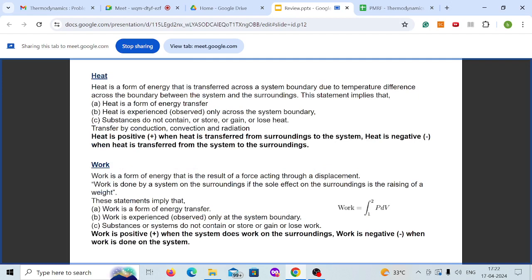The two major energies involved in the study are heat and work. Heat, we know, is a form of energy that is transferred across the system boundary due to a temperature difference between the system and the surrounding. So this implies that heat is a form of energy transfer. Heat is experienced only across the system boundary, and substances do not contain, store, gain or lose heat. So heat cannot be stored.